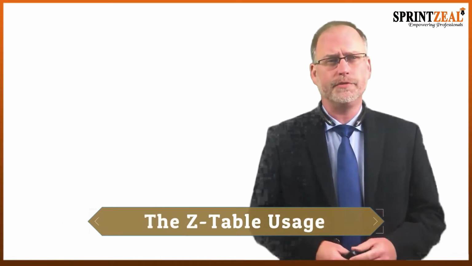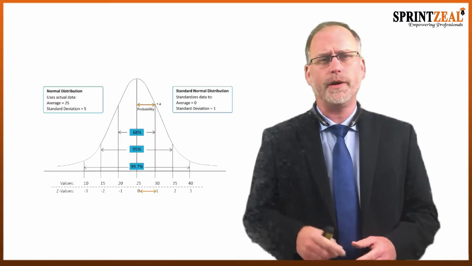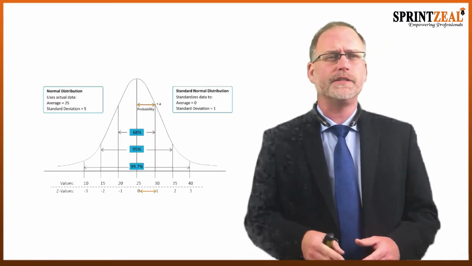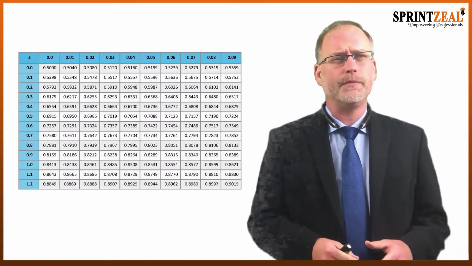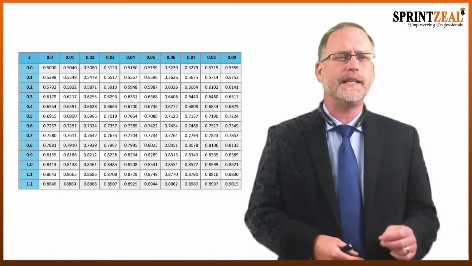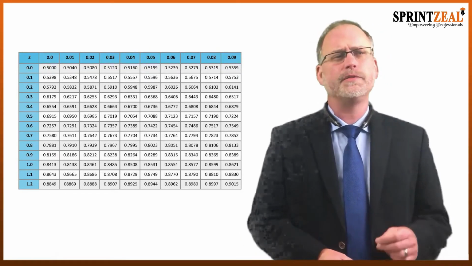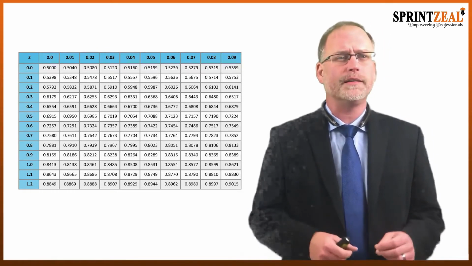The z-table usage. The probability of areas under the curve is always 1. For the actual value, one can identify the z-score by using the z-table. Now the z-table gives the probability that z is between 0 and a positive number. This is the most commonly used normal distribution z-table with a positive z-score.